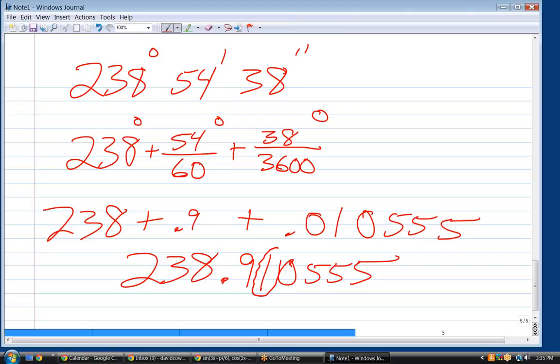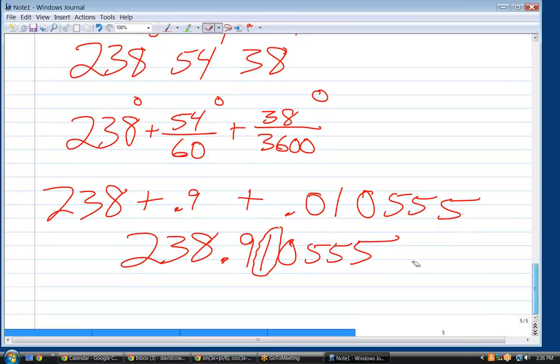Now, do they want you to convert this to radians also, or do they just want it converted to a decimal degree? Just to a decimal degree and then round it to the nearest hundredth. Okay, so if I'm rounding this to the nearest hundredth, it's 238.91. In other words, this rounds down. The 0.55 gets dropped. So there's your answer.